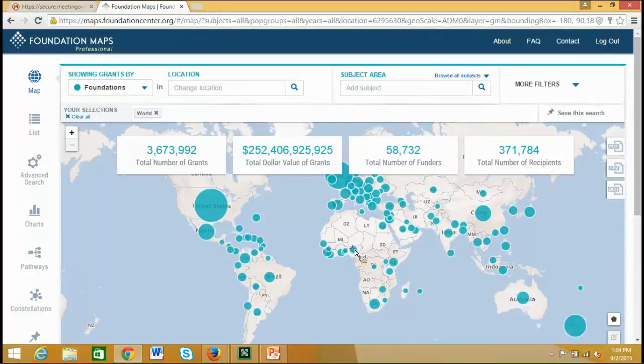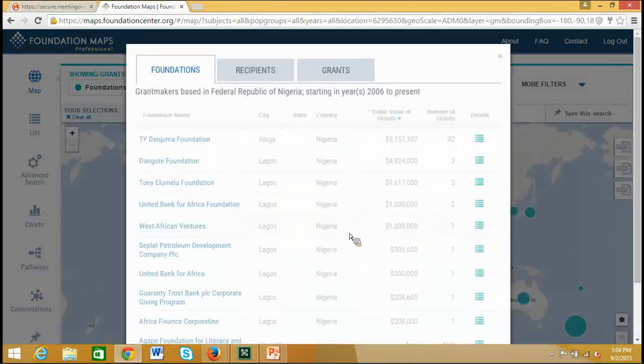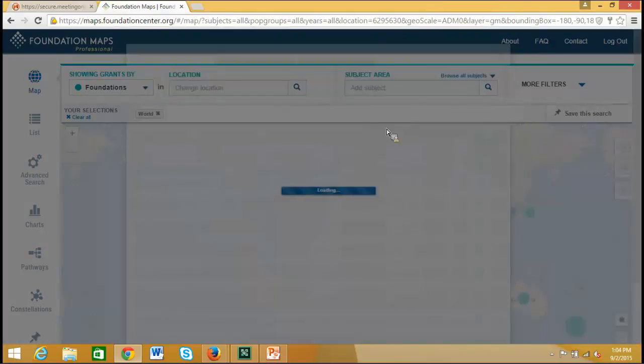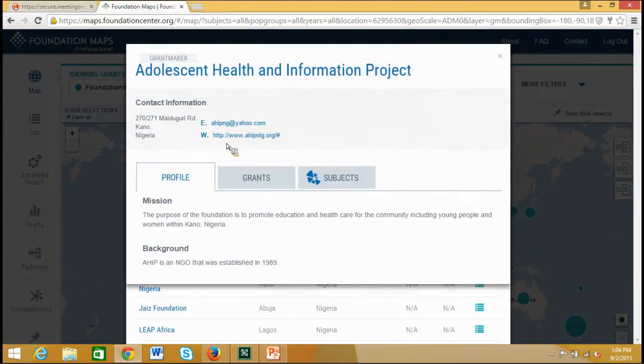Let's go load Nigeria. And say here we have Foundations. Now we see we've got foundations that have these grant transactions, and these are the ones we actually had in there before. But if we sort by dollar amount and get where it says NA, meaning non-applicable, so the Adolescent Health and Information Project here, and basically these are lots of non-U.S. foundations that typically are going to be either operating foundations or foundations that give grants but for which we don't have any grants yet in the database.